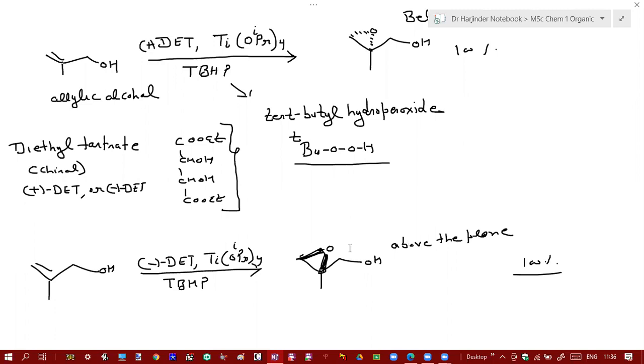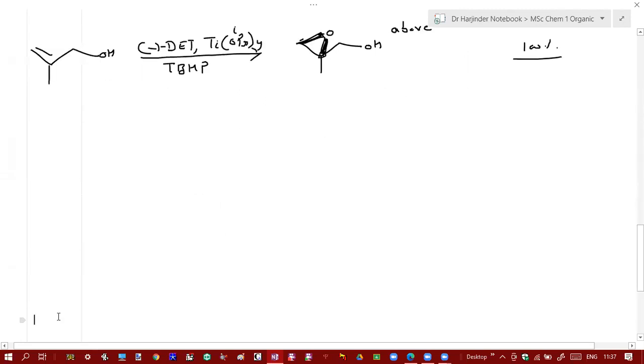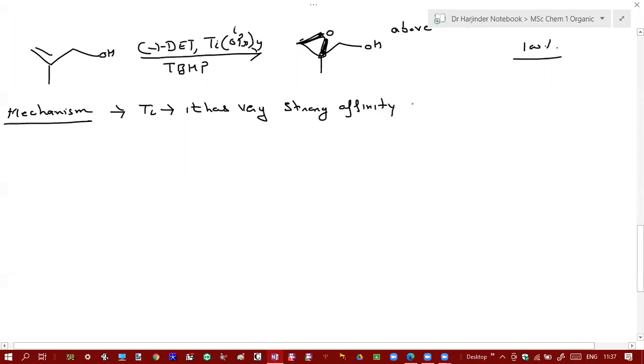Now let us look at the mechanism of the Sharpless asymmetric epoxidation reaction. In this reaction, titanium is used as a catalyst, and this titanium metal has a very strong affinity for oxygen.